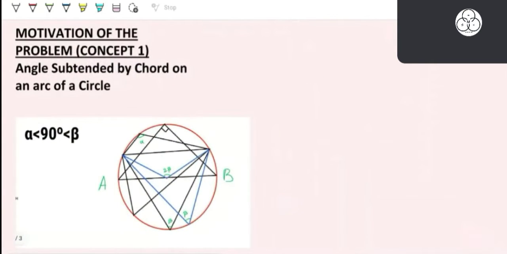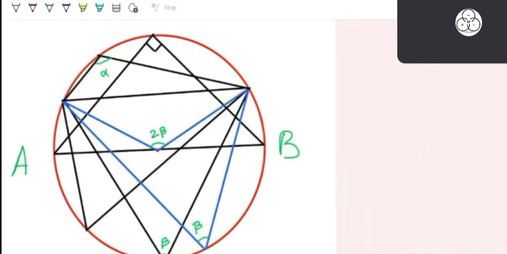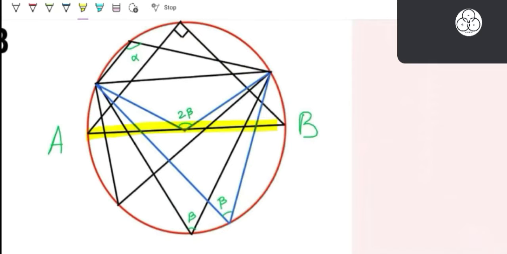Angle subtended by a chord on an arc of a circle. This is the basic concept that we should know. First of all, when AB is the diameter of a circle, which is so frequently used in JEE questions, it will subtend 90 degrees on the arc of the circle. This is a very important concept.